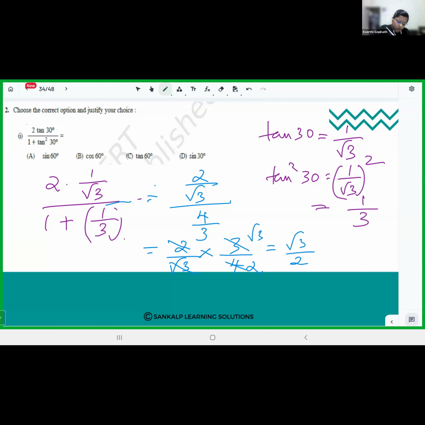Now you check the option. Root 3 by 2 is not given, but you are given the trigonometric ratio. So you find the respective trigonometric ratio that gives you the value root 3 by 2. Which is the trigonometric ratio that has the value root 3 by 2? Cos 30 is root 3 by 2 and also sin 60 is root 3 by 2. So here, which is the value given? It is sin 60, right? Cos 30 is not in the option. So you can mark the option as sin 60. All right, so this is equal to sin 60.